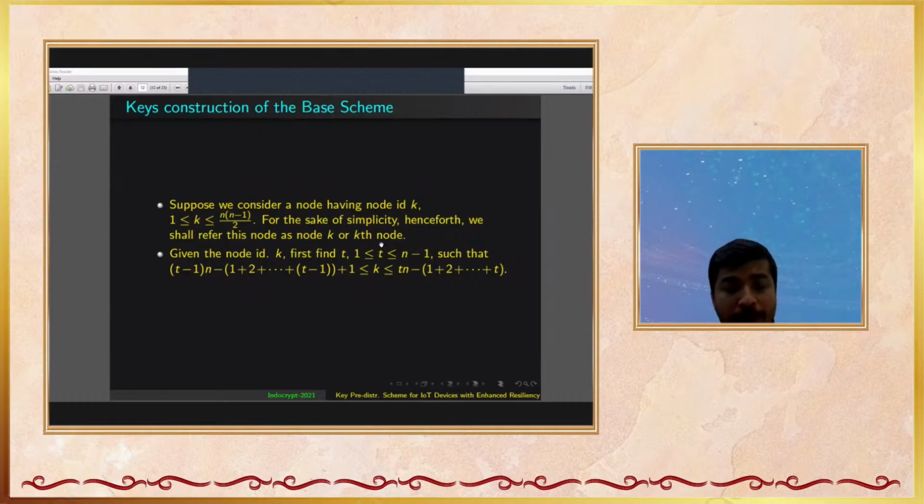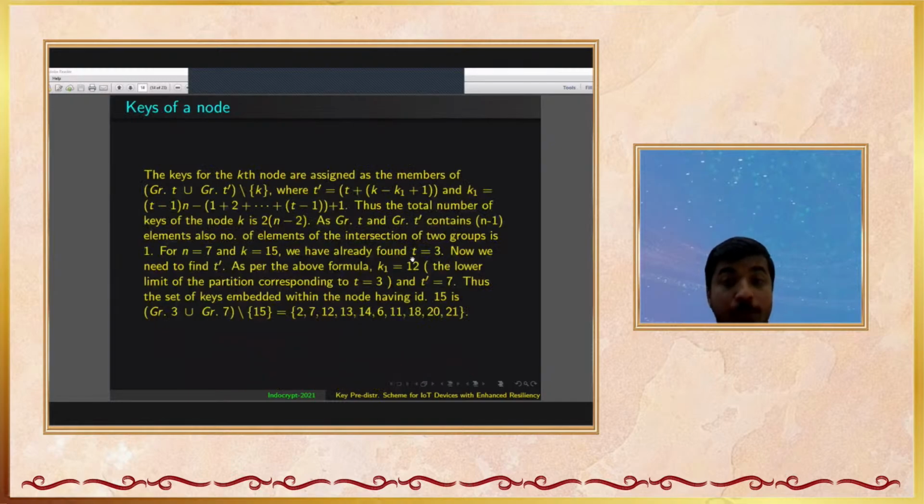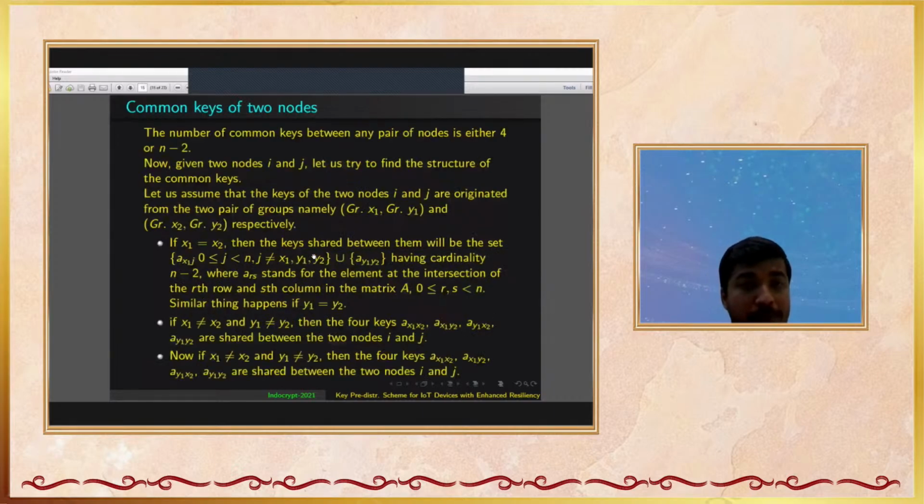For any node among the total number of nodes, we can find in a mathematical way that the number of keys of any node is 2n minus 2. So here for n equals 7, the node ID is 15, the total number of nodes is 21, and the number of keys of each node is 10. So basically now we find the common keys of 2 nodes.